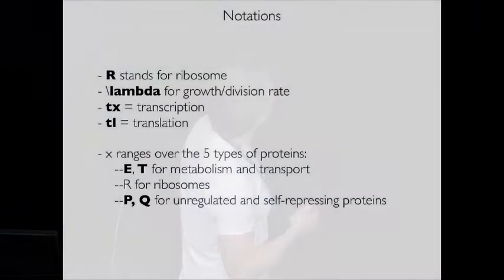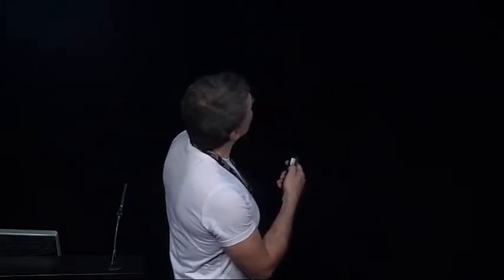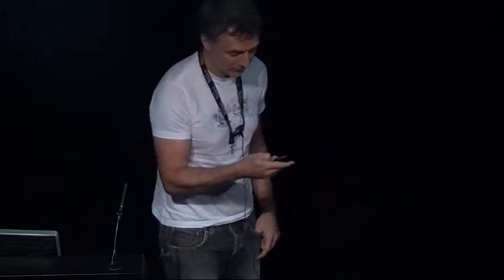So here are a few notations. R is a ribosome. Lambda is going to be the growth rate, so the percentage per time unit at which the system is growing. Tx will denote transcription, Tl translation, and we have all these different five types of proteins. I range over them with the variable x. So the structure of the model is quite flexible.